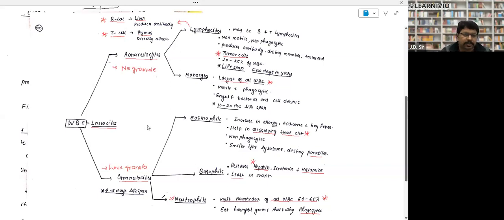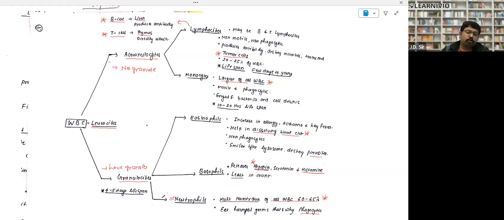WBC are called leukocytes. There are two types of WBC, agranulocyte and granulocyte. Agranulocytes do not have granules, and granulocytes have granules in their protoplasm. This note is very important, I have made it by myself, and it explains everything about WBC. So you need to cram. In fact, after taking the screenshot, you need to cram, Siddhika.